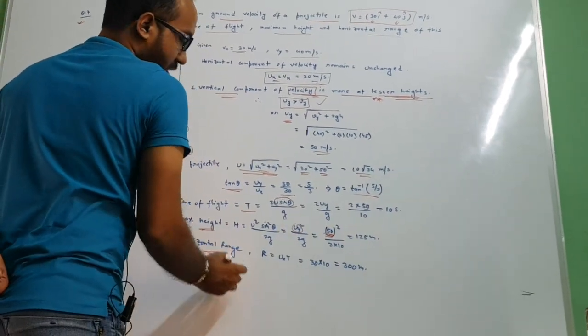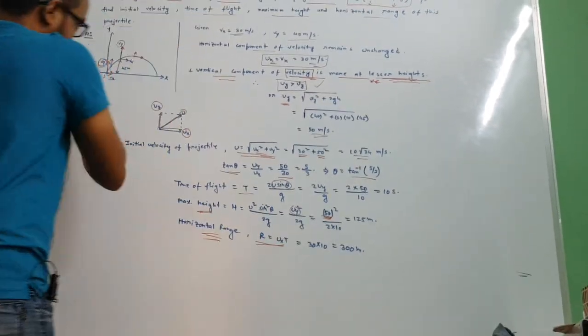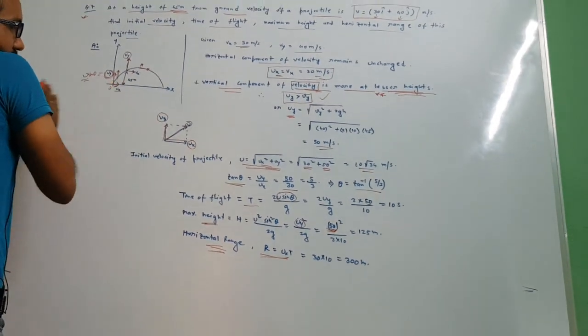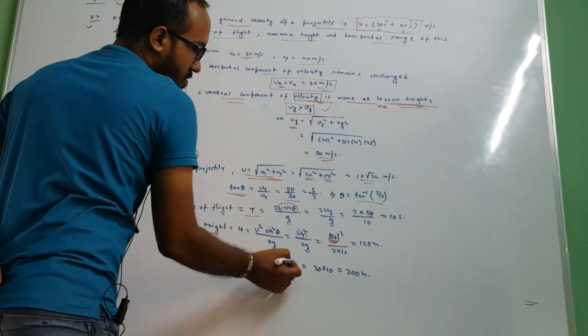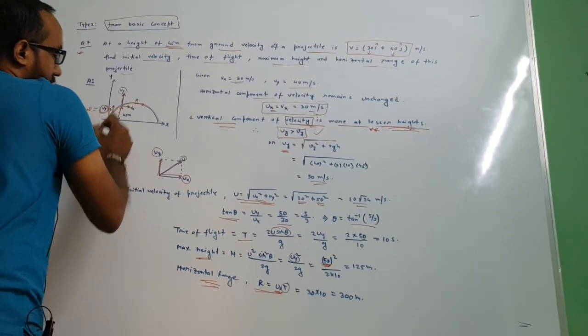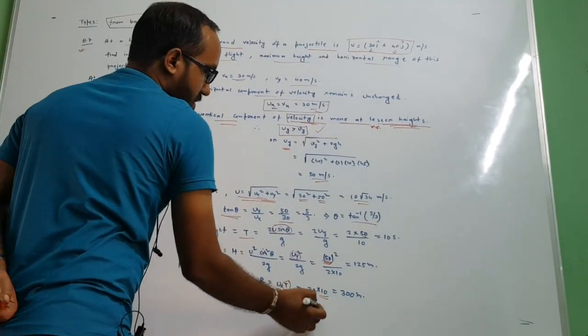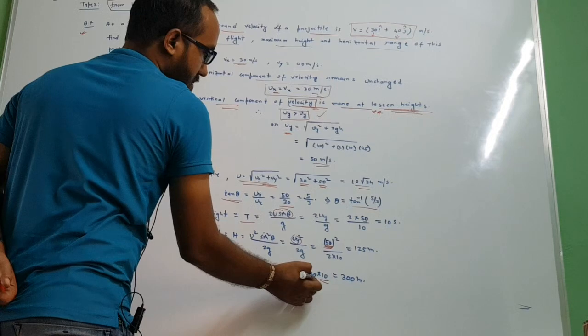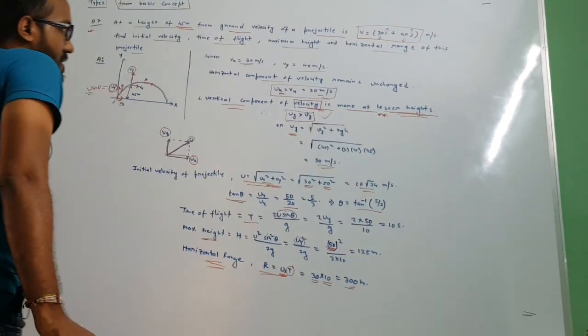Now for horizontal range, we have to take the horizontal velocity ux into the time of flight, from here to here and from here to here. So time of flight is 10 and ux is 30, so the answer is 300 meter.